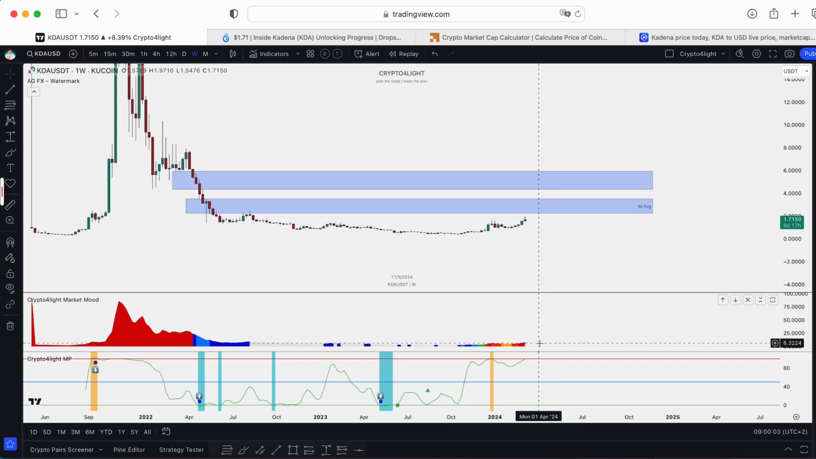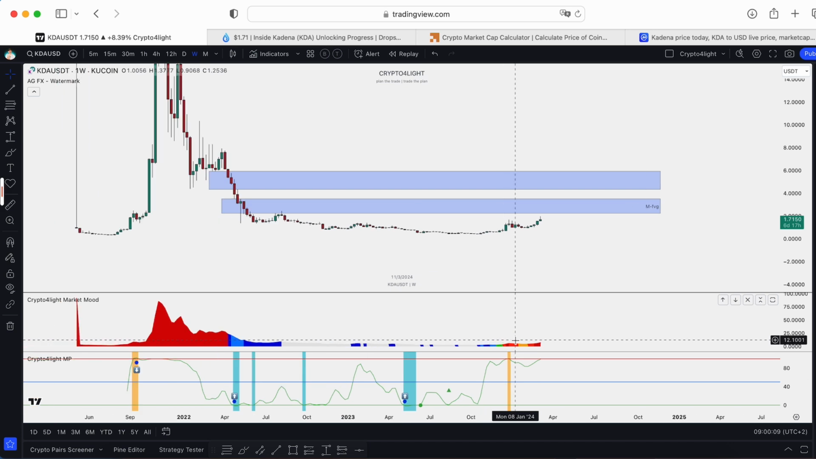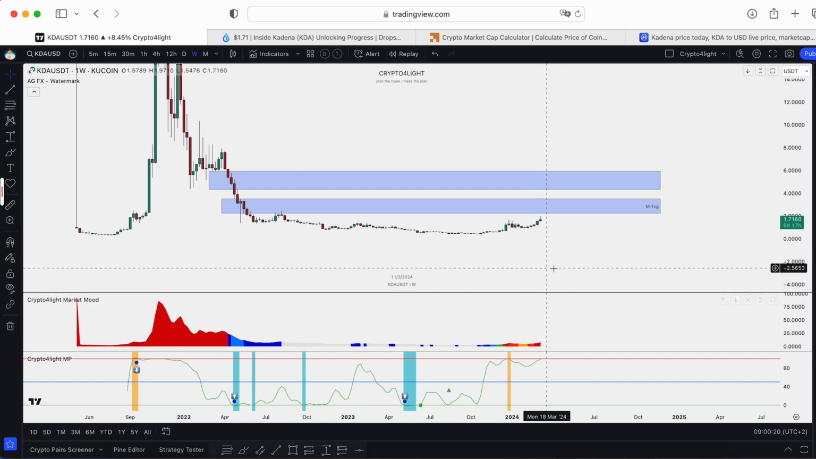Then now we got, based on market mood, kind of euphoria. Pump. Well, of course, it's more than okay because we pumped around 400%. But this is not a madness like it was here. So we need to see some of this size to start distributing Kadena aggressively.